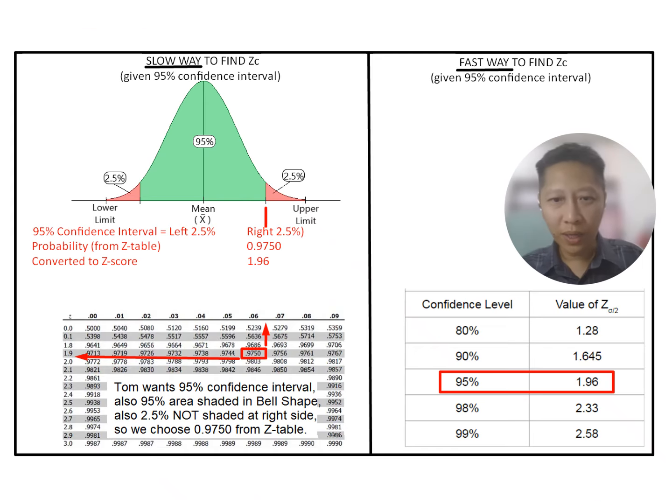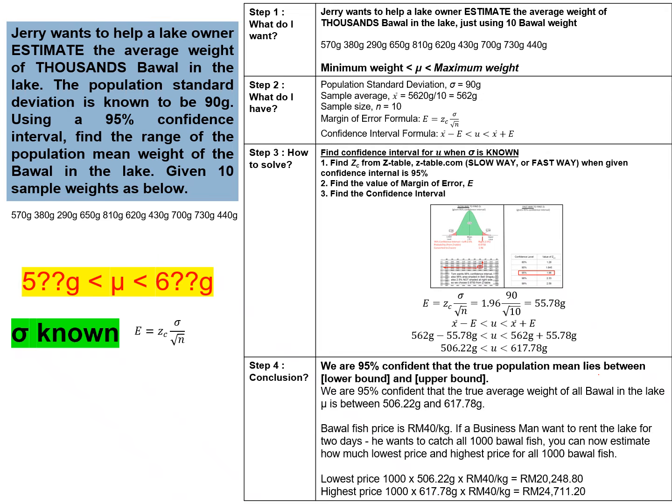So now we're going to write the conclusion. The general way to state the range is: we are 95% confident that the true population mean will lie between these two numbers. For our case, we are 95% confident that the true average weight of all our bawa fish in the lake will be between 506 gram and 617 gram.